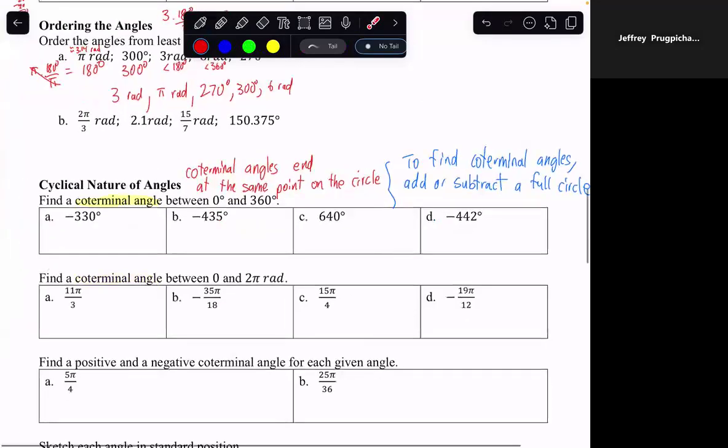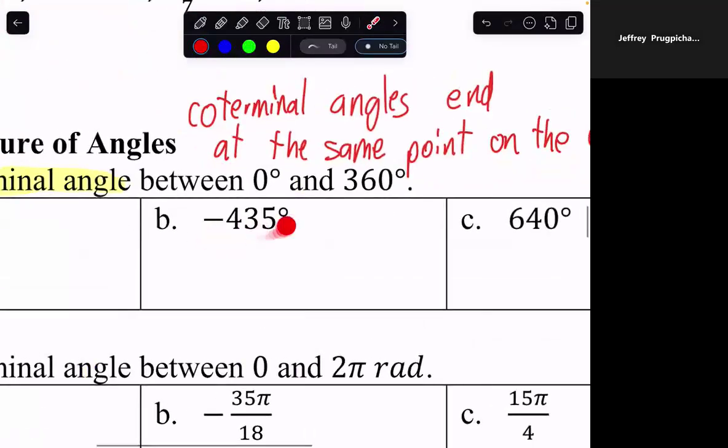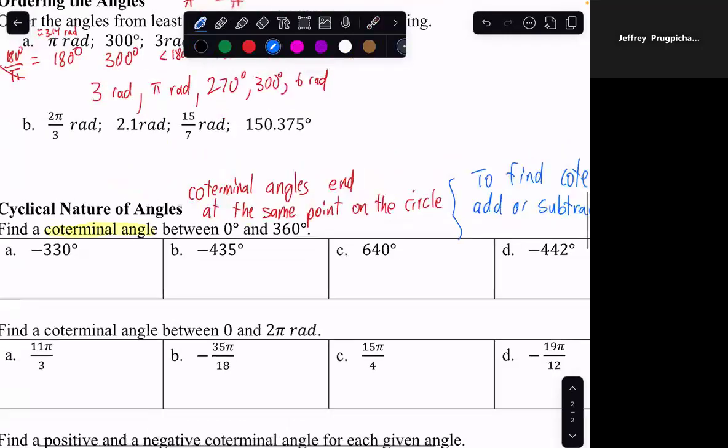Normally we want to get things to the simplest version, right? So we want to go back to being between the first rotation through the circle, so between 0 and 360 degrees. Let me jump over and do part B of this first section. Find a coterminal angle of negative 435 degrees between 0 degrees and 360 degrees. I'll start by adding a full circle.